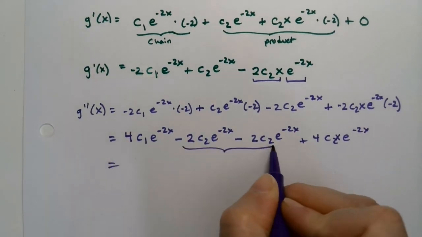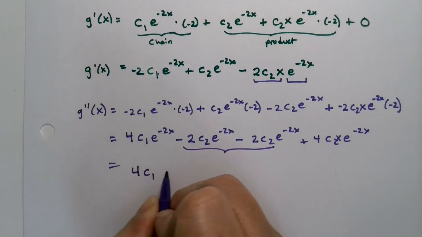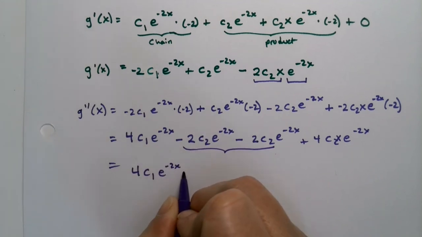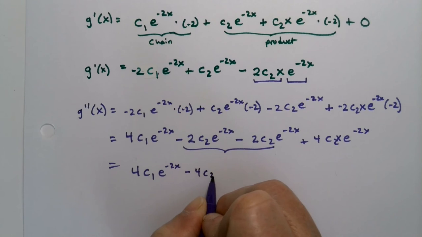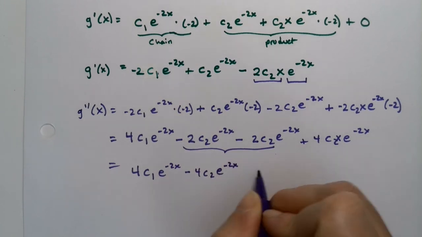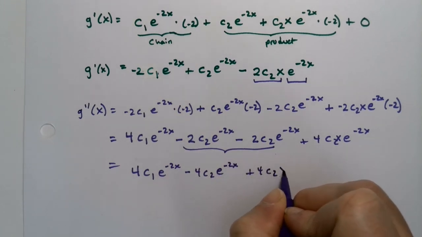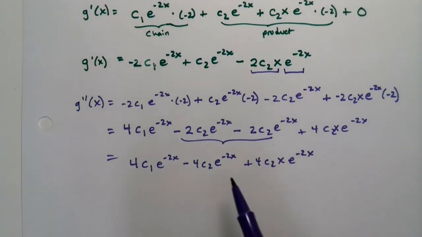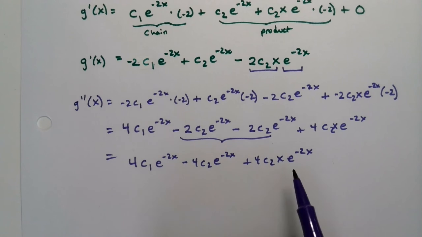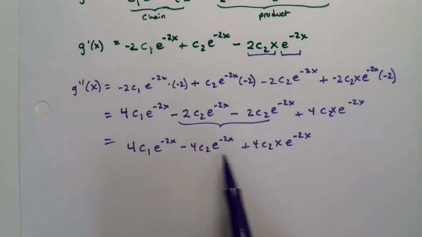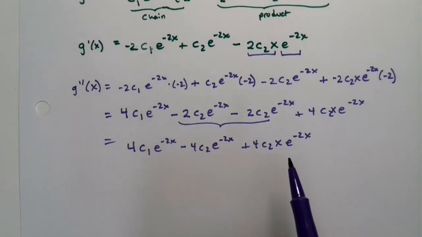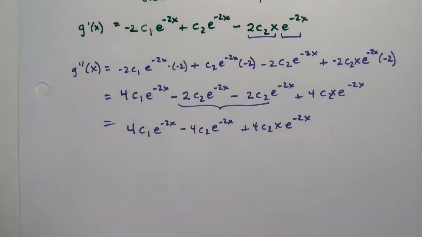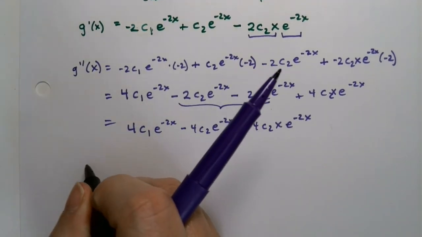Obviously, these two can be combined together. So that's 4c1 e to the negative 2x minus 4c2 e to the negative 2x plus 4c2x e to the negative 2x. And yes, I could factor an e to the negative 2x out of all of this. Heck, I could take a 4 out as well. So that's a possibility if you want to do that. I'm not going to bother.